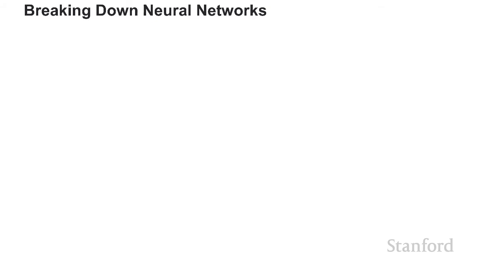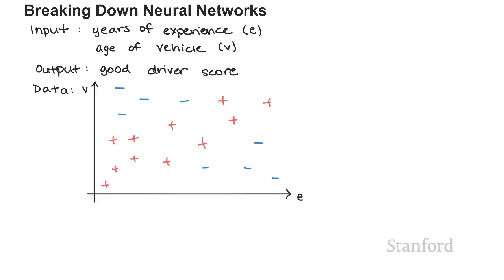Well, the answer is sometimes linear regression doesn't work. For example, what if we can't draw a straight line or a linear line between the positive and negative scores? So let's consider this following problem. It's a similar problem to earlier. We're still trying to figure out the good driver score. And we also want to consider the years of experience of the driver, which we call E. But now instead of the number of accidents that the driver has been in, we are considering the age of the vehicle, which we're calling V.